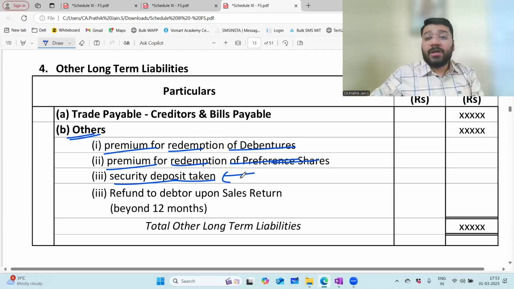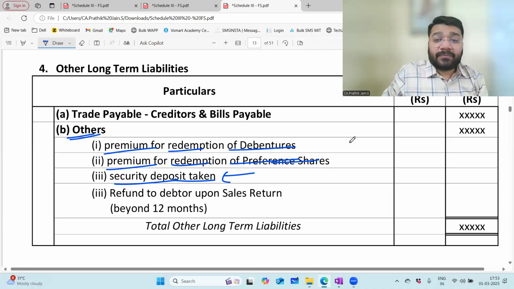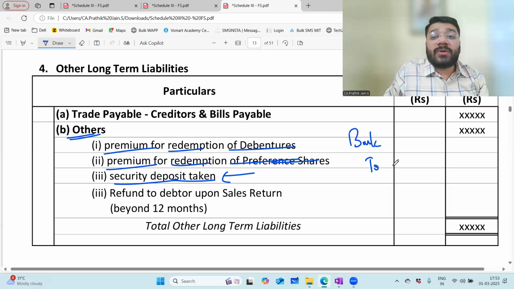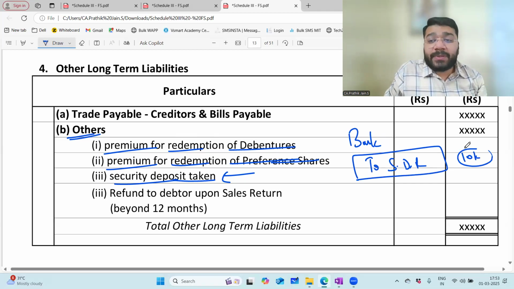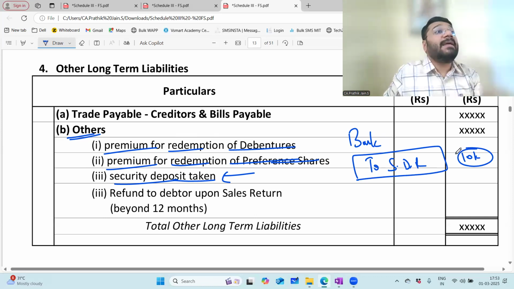Bank account debit to security deposit received. This money I've received. How much? 10,000 rupees. Is this my income? No. Credit all income and gain? Is this my income? No. This is my liability. To increase liability, credit.